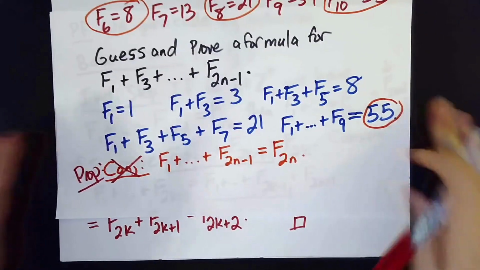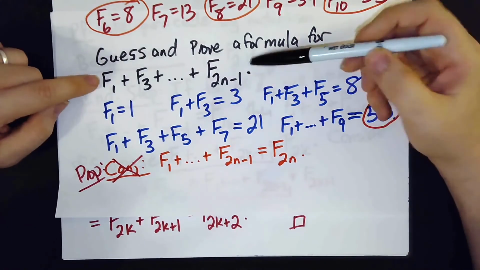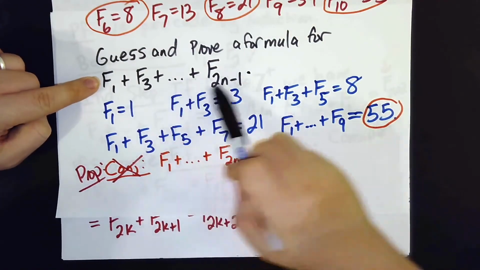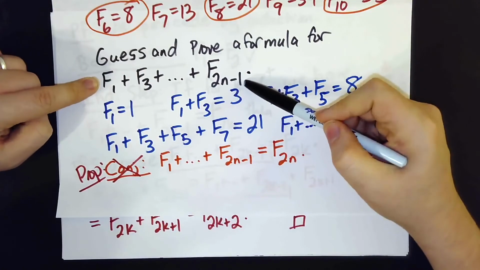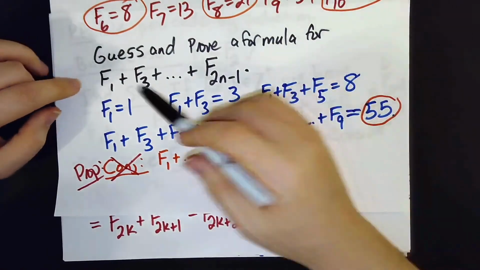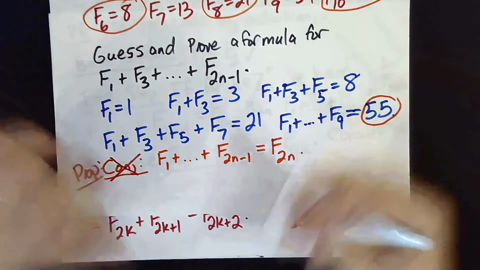I want to make one editorial note of one thing I would revise if I was rewriting this proof to make it read a little bit more cleanly, which is that the very first time I talked about this, I wrote f1 plus f3 plus ... plus f sub 2n minus 1. The pattern here is pretty clear. Namely, I'm saying, okay, add together the first n odd Fibonacci numbers.